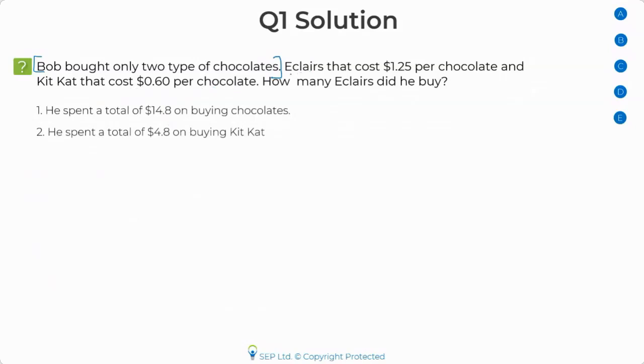Now, suppose that it's written eclairs cost $1.25 per chocolate. If I'm solving it in the exam, I'm going to say the cost of eclairs is $1.25 per chocolate, and the cost of Kit Kat is $0.6 per chocolate. Both important pieces of information jotted down. I need to find out how many chocolates he bought, so I'm looking for the number of chocolates.